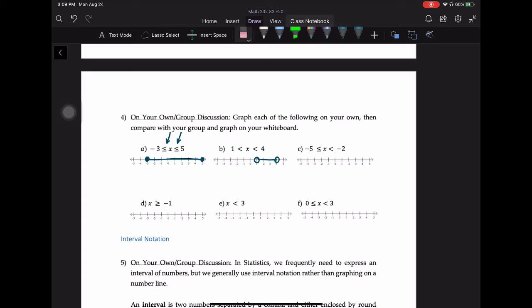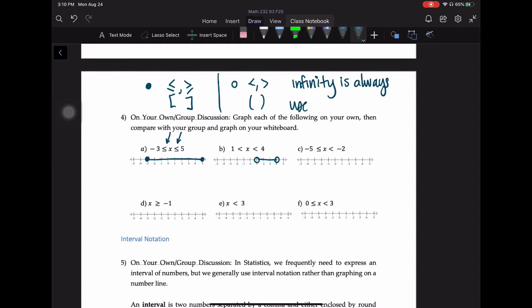Anytime that you have a closed circle, you're talking about less than or equal to or greater than or equal to, with brackets. And if you have an open circle, you're talking about less than or greater than, with parentheses. One thing to note is that infinity never has brackets. Infinity is always used with parentheses. So for instance, negative infinity to positive infinity, because infinity is an idea, it's not an actual number, it's getting larger and larger without bound.